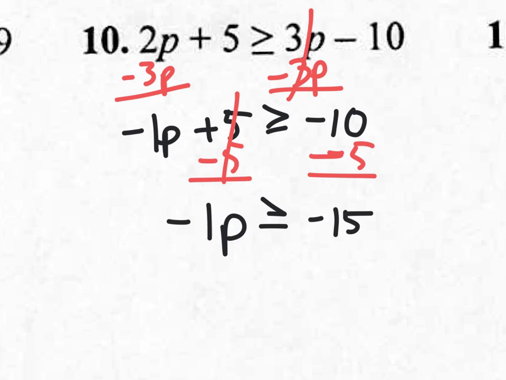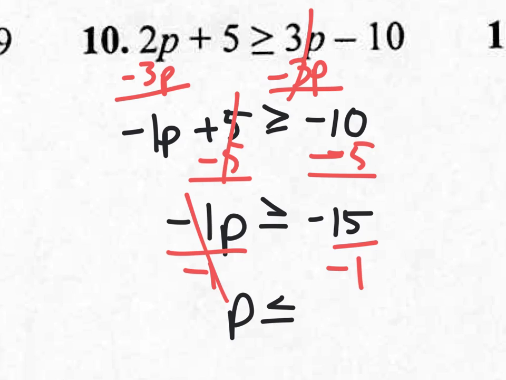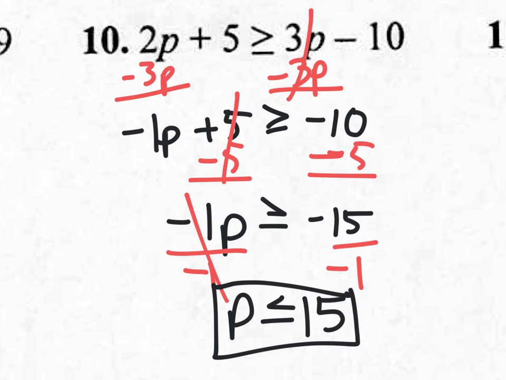So now at this point, all I need to do is get rid of that negative 1 by dividing by negative 1. And it's going to cancel. What you do to one side, you do to the other by dividing by negative 1. And you really do end up with p, but since we divided by a negative, you have to flip that inequality symbol, so it becomes less than or equal to positive 15. So p is less than or equal to positive 15. By the way, all of these answers are on the back side of this worksheet. So you can just flip it over and check your answers as you go.